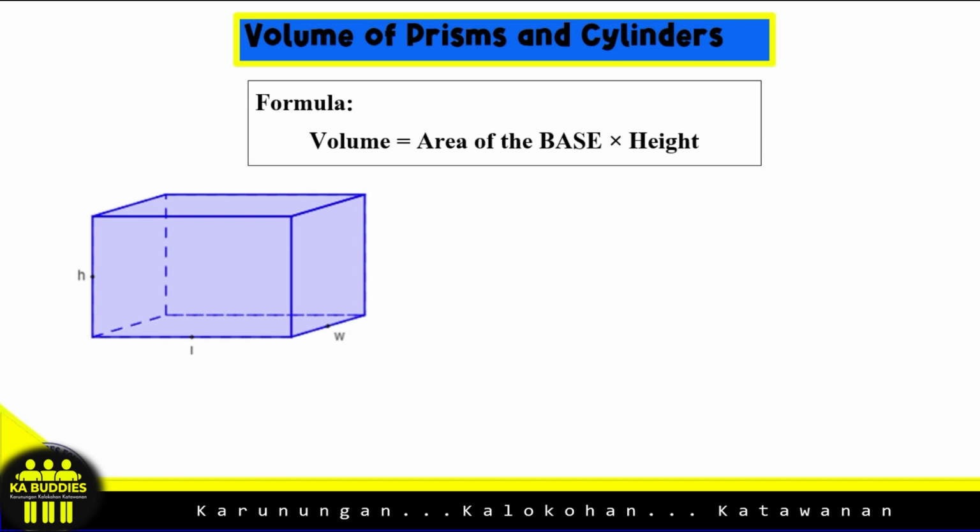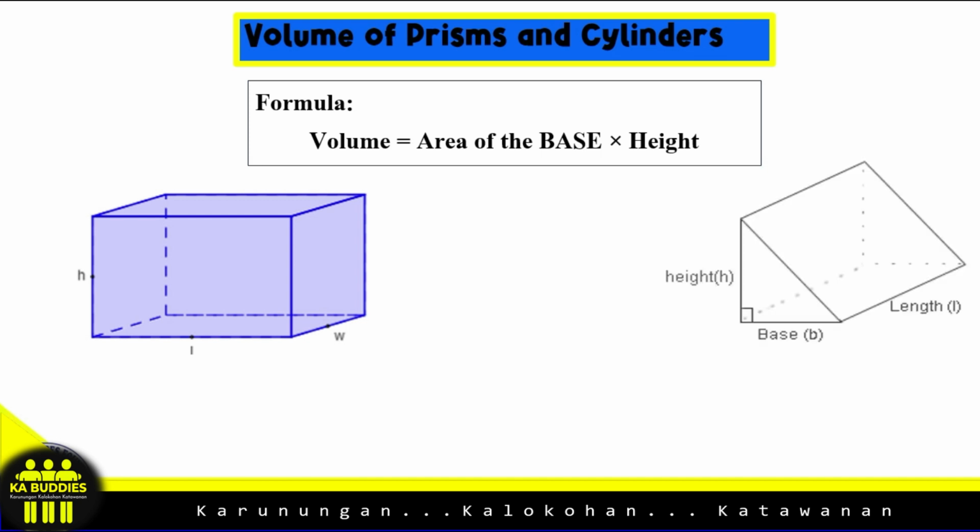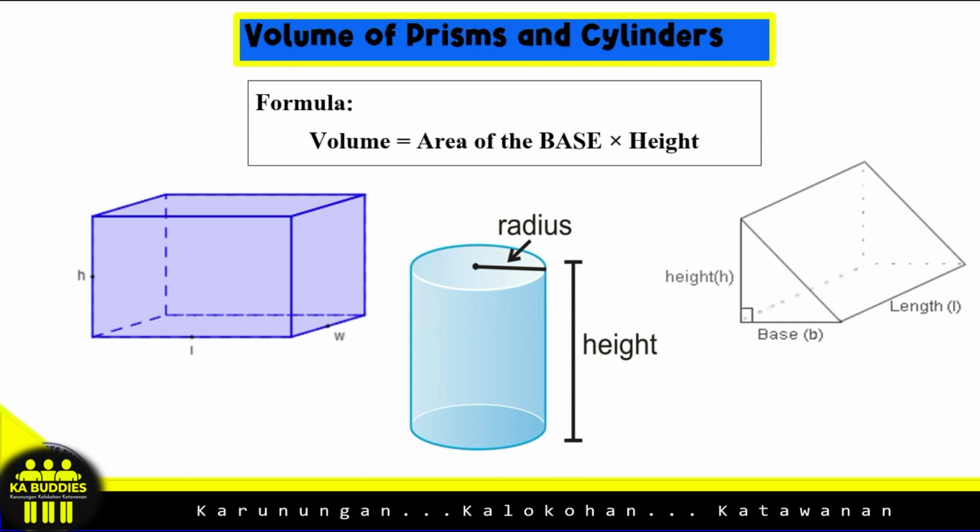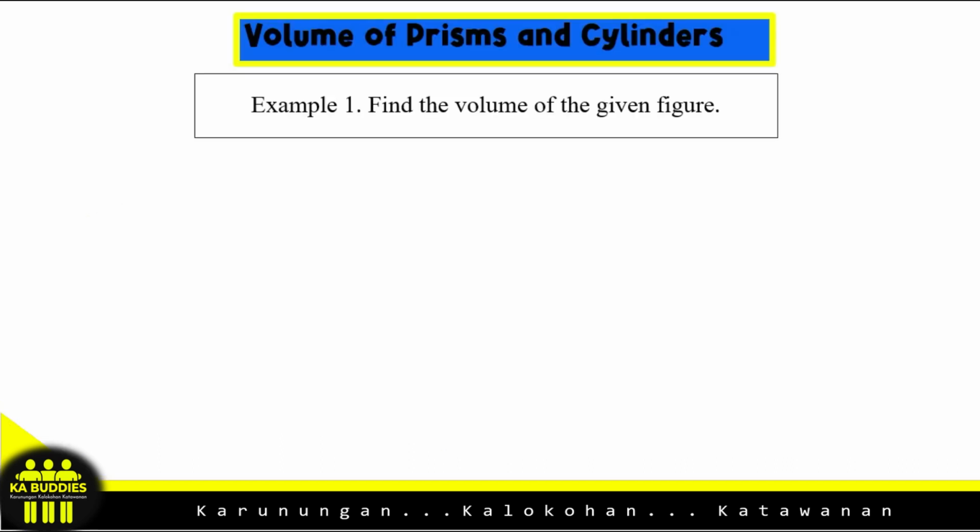For example, we have here what? What do we call this one? Very good. This is a rectangular prism. How about this one? Very good. This is a triangular prism. And the last one is an example of a cylinder. So that's the first thing that we need to do in order to solve for the volume of a given prism or cylinder. Now, let us proceed to our example number 1.